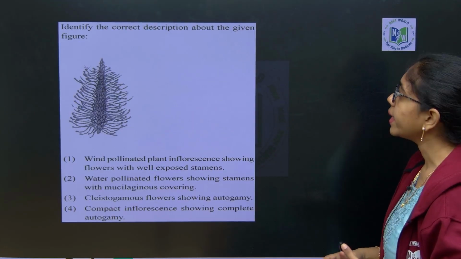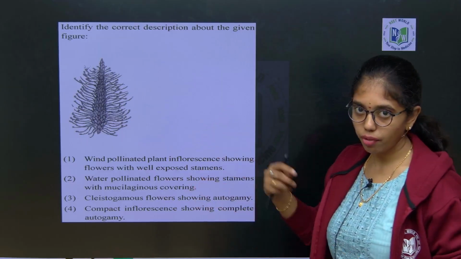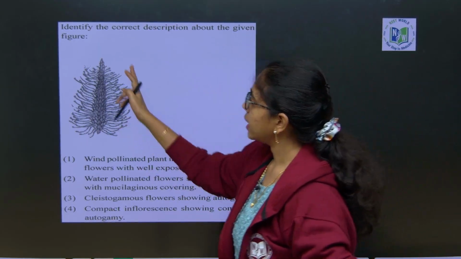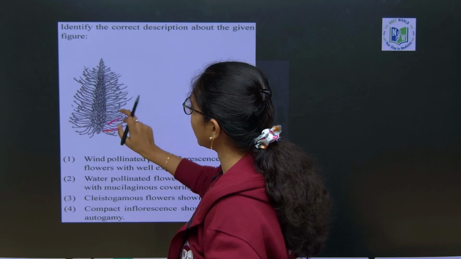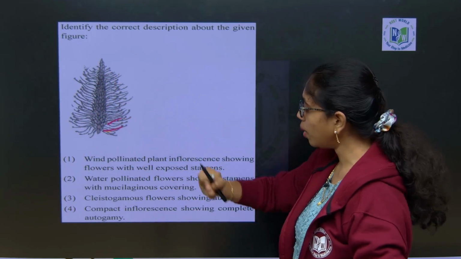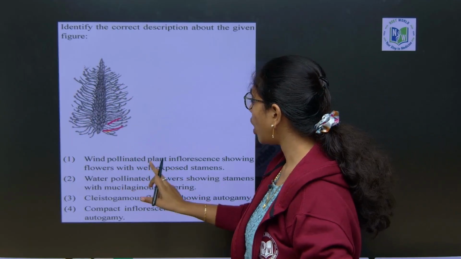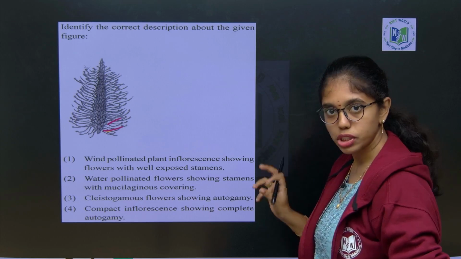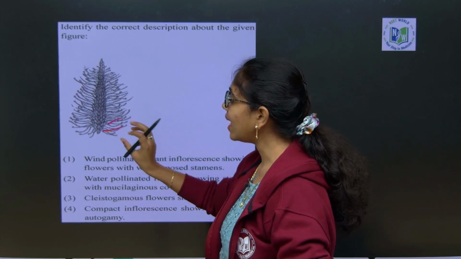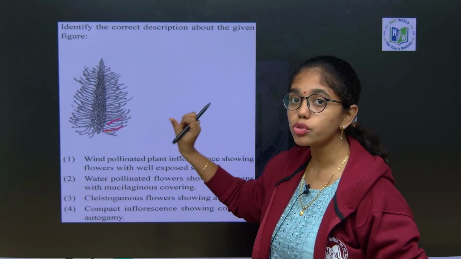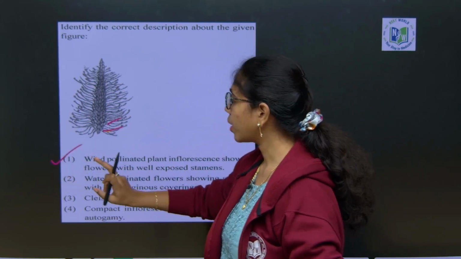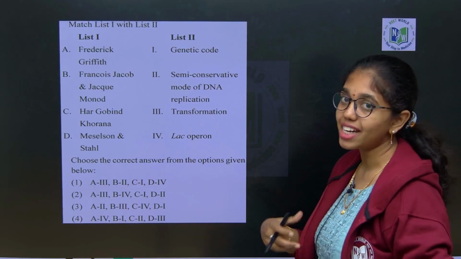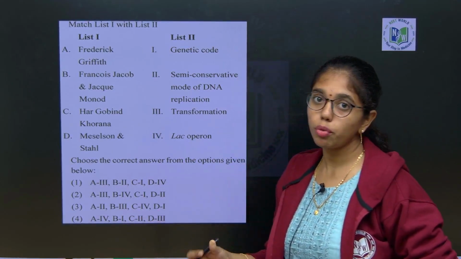Next, identify the correct description about the given figure. This is again from sexual reproduction of flowering plants, wherein this is having long tassels. This is nothing but the diagram of long tassels of corncob, wherein the wind pollinated plant inflorescence will show the flowers with well exposed stamens. Of course, this is having well exposed stamens, and of course, this is a wind pollinated plant. Okay. So, here it is option 1. So, you got diagram based questions from morphology and sexual reproduction last time. So, look into it more keenly, beta.